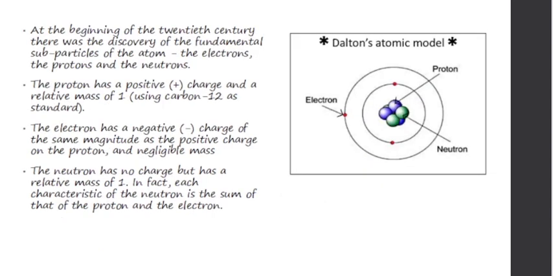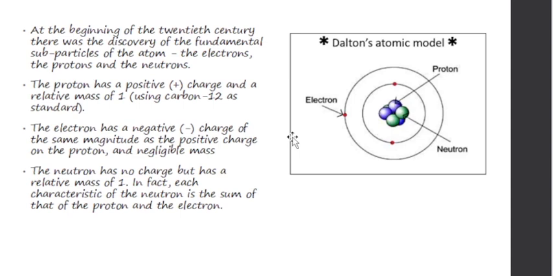Moving ahead, at the beginning of the 20th century, there was the discovery of fundamental subparticles of the atom. And this particular discovery has actually cancelled Dalton's theory of an atom being indivisible. Those particles include electrons, protons, and neutrons. You will notice that every atom is made up of a central nucleus and a surrounding orbit. In the nucleus, you will notice the presence of protons which are positively charged and neutrons, while surrounding it you have electrons found in the orbit.